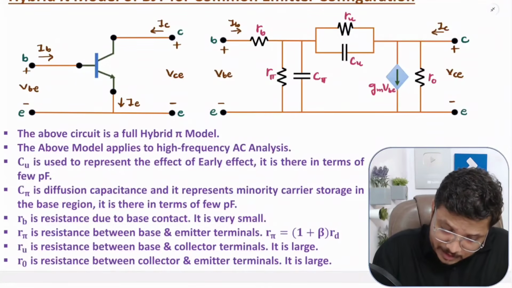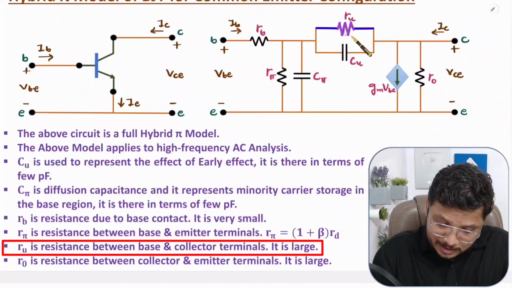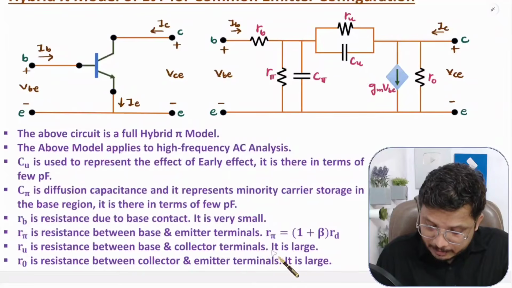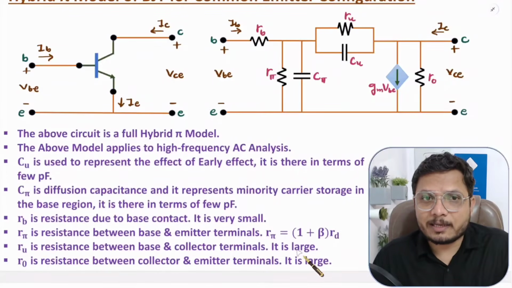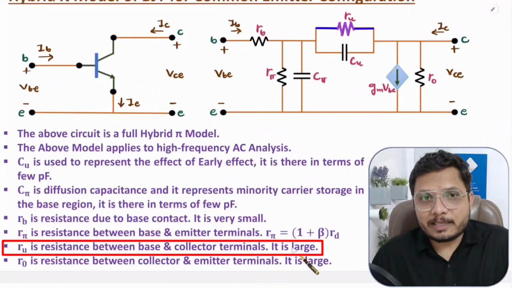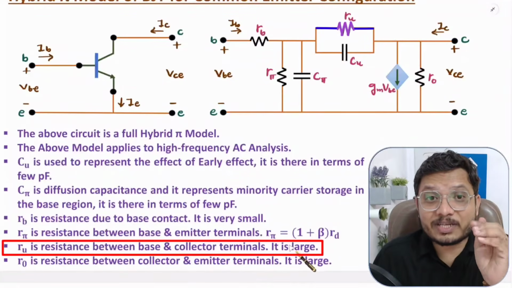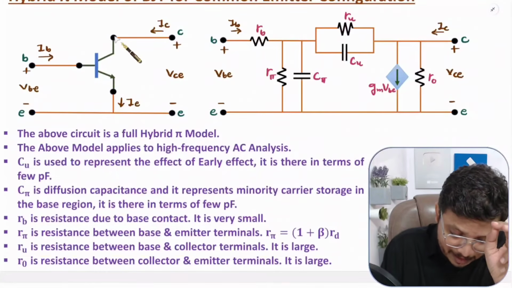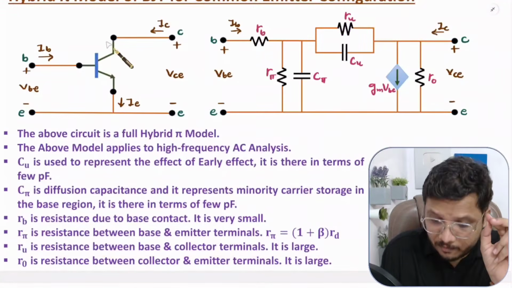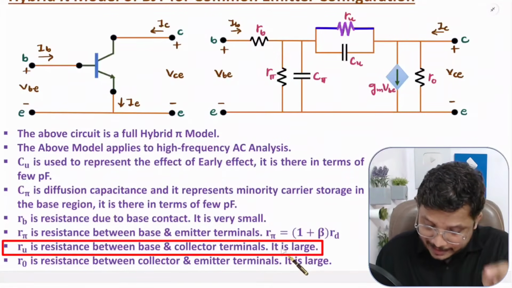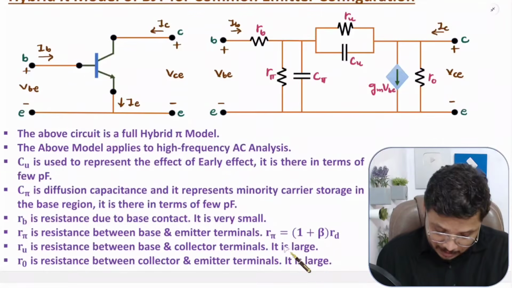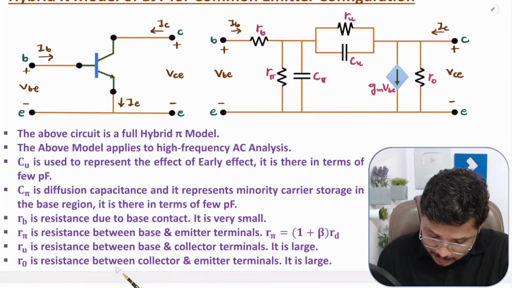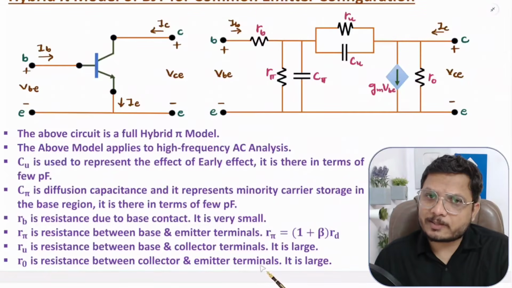See this R-Mu resistance, that is the terminal resistance between base and collector, and its value is large. Why is its value large? The reason is the collector base junction is in reverse bias. So the collector base junction over here is in reverse bias, because of which this R-Mu value is very large, right? See this RO, that is the resistance between collector and emitter terminal, and it is also very large.